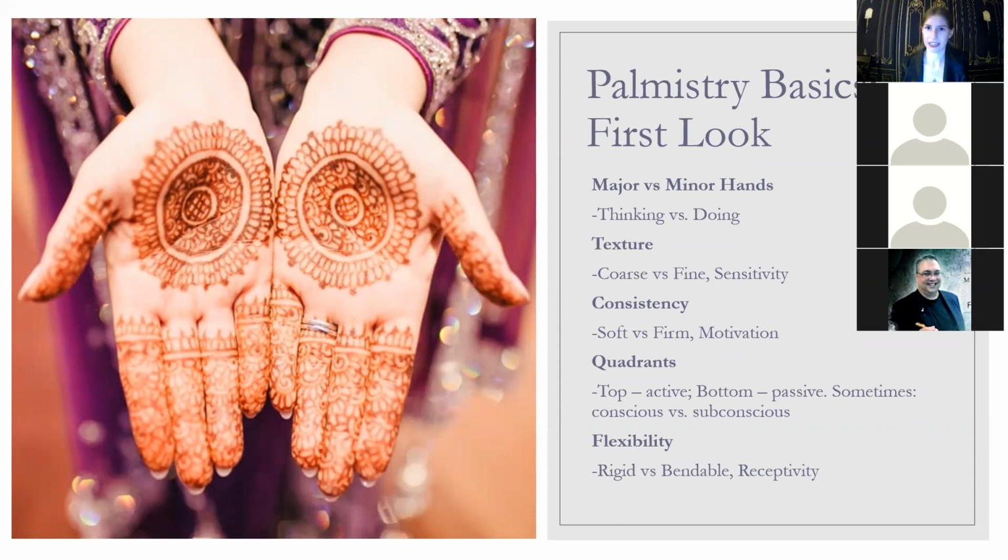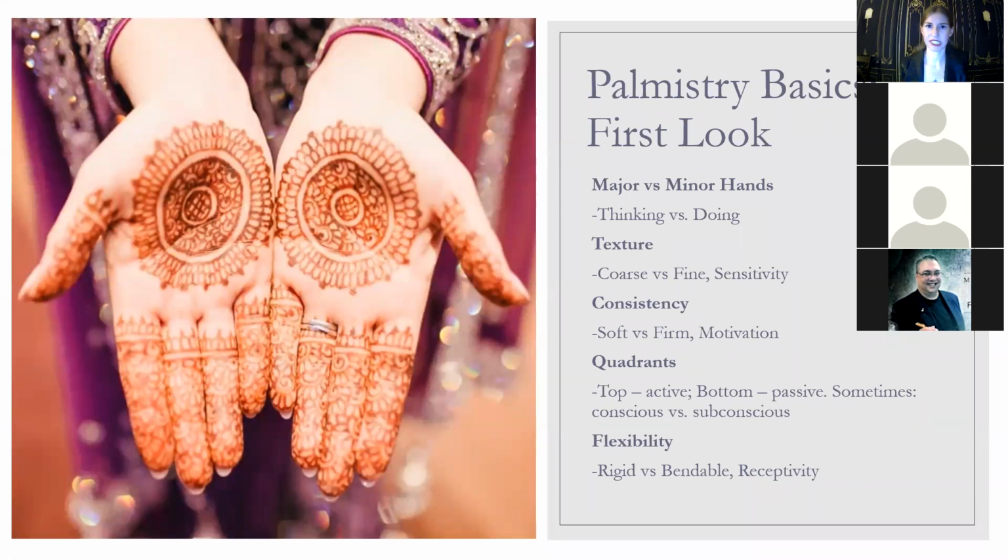So the major hand, the dominant hand, is said to be what you are doing. And the minor hand is what you're thinking about. I'm going to say that again because it's a bit confusing. Major is what you're doing, minor is what you're thinking about.